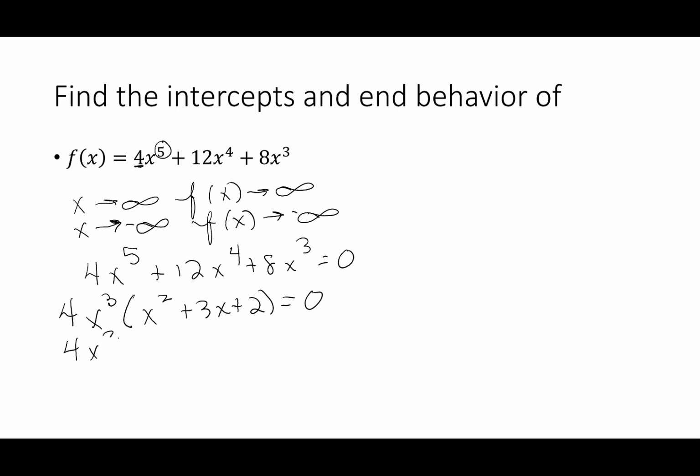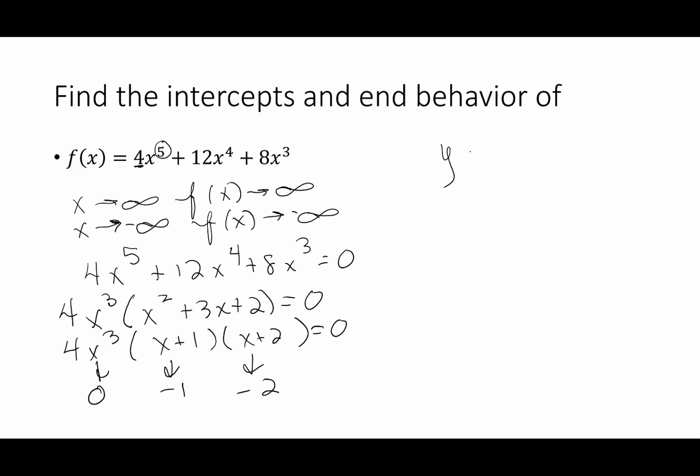Keep the 4x cubed. Then I can factor x cubed plus 3x plus 2 into x plus 1 times x plus 2. So I have 3 zeros: I have 0, I have negative 1, and I have negative 2.